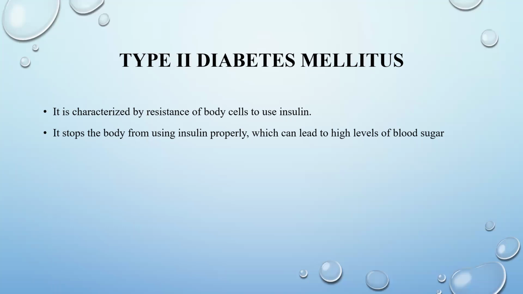Type 2 diabetes mellitus is characterized by the resistance of body cells to use insulin. In type 2 diabetes mellitus, the insulin is produced by the beta cells of the pancreas, but the cells are resistant to it. Basically, they become resistant to using the insulin, and it stops the body from using insulin properly, which can lead to high levels of blood sugar.